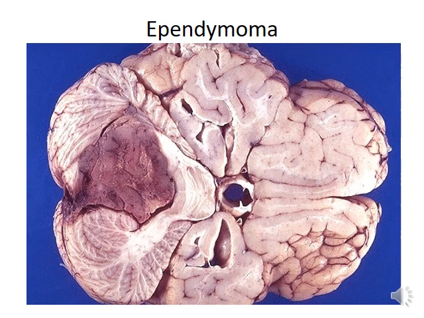Macroscopic picture of ependymoma. It's a tumor that arises from the ependymal lining of the ventricles. Here it's a mass arising from or filling the fourth ventricle, especially in children, and may encroach on the cerebellum.